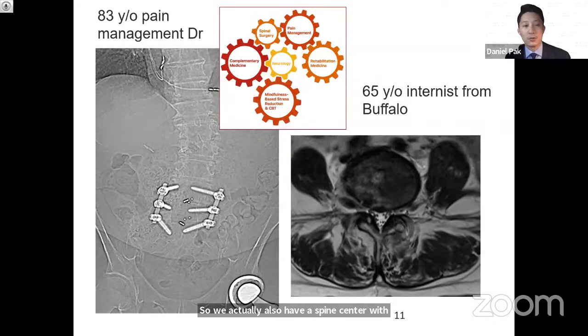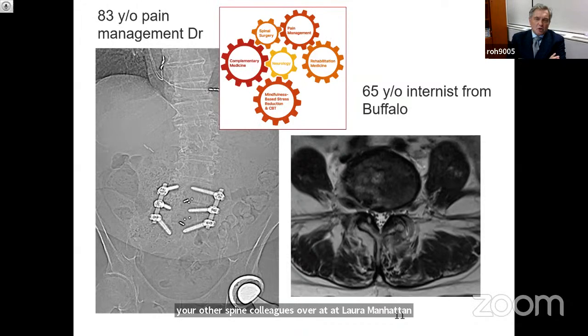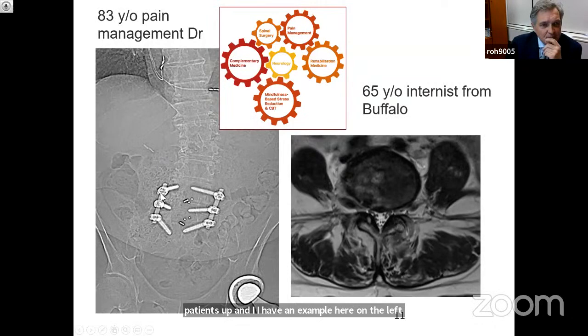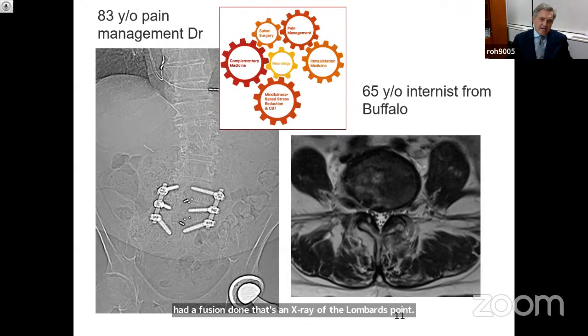Great. But the idea is always for us to combine, as I mentioned in the beginning, not only a surgeon, but always have non-operative medicine there, because for proper diagnosis and management, you just need the whole package. You can't do everything by yourself, because I wouldn't be able to work a lot of these patients up. And I have an example here on the left side. I wanted to show that because it shows nicely how patients have spine issues that can be fairly complicated to really diagnose. This patient on the left side had lumbar spinal stenosis, and you can see here he had a fusion done. That's an X-ray of the lumbar spine. And he came in with right-sided back and leg pain, and everybody thought that this was from foramen stenosis, compression of the nerve root.